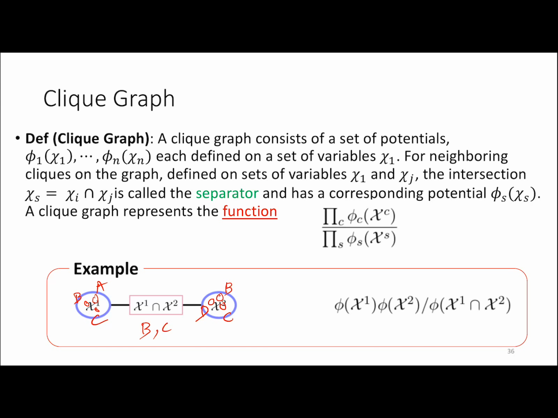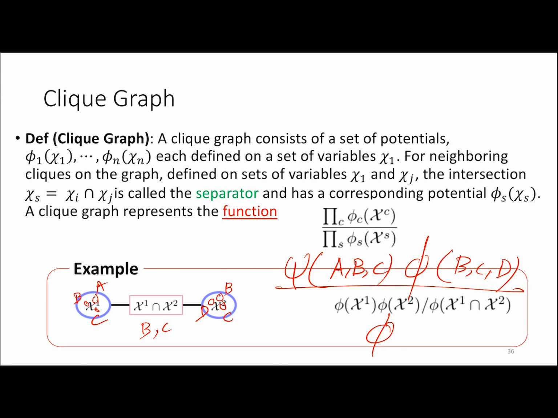So the clique tree is a representation. You can view it as a data structure that says I'm going to represent any function that comes in the form of a factor of A, B, and C multiplied by another factor of B, C, and D. But because they share terms, I'm going to divide by another term that has the shared variables inside of it. This is just to represent a function.